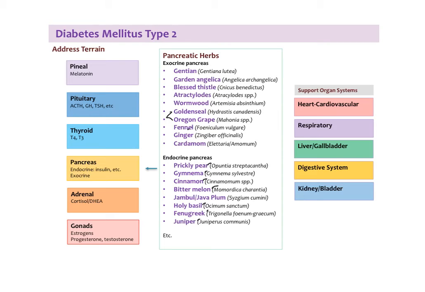Some of them are just anecdotal, like the juniper, which was a favorite of the famous herbalist John Christopher. This was one of his favorite diabetes remedies and had some interesting anecdotal stories around it. But I don't know of any research yet looking at juniper berries and diabetes.